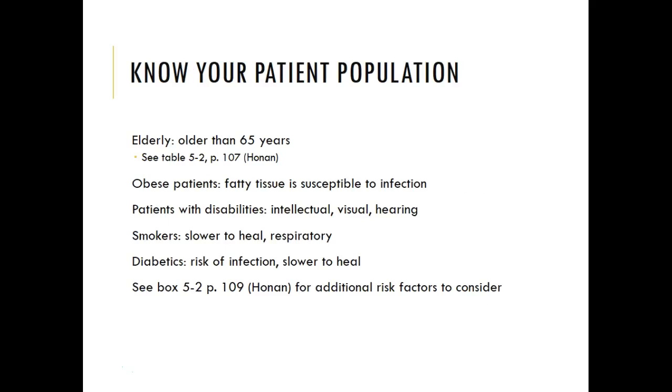So first things first, know your population. Your elderly, those over 65, even if they're in good health, just the normal progression of age on organs can have an effect on how they respond to anesthesia. Obese patients, fatty tissue makes them more susceptible to infection. Also, the additional weight on the chest can cause some respiratory issues, and that additional weight can make recovery difficult in terms of moving. Patients with disabilities, these include things like intellectual disabilities and visual and hearing impairment.